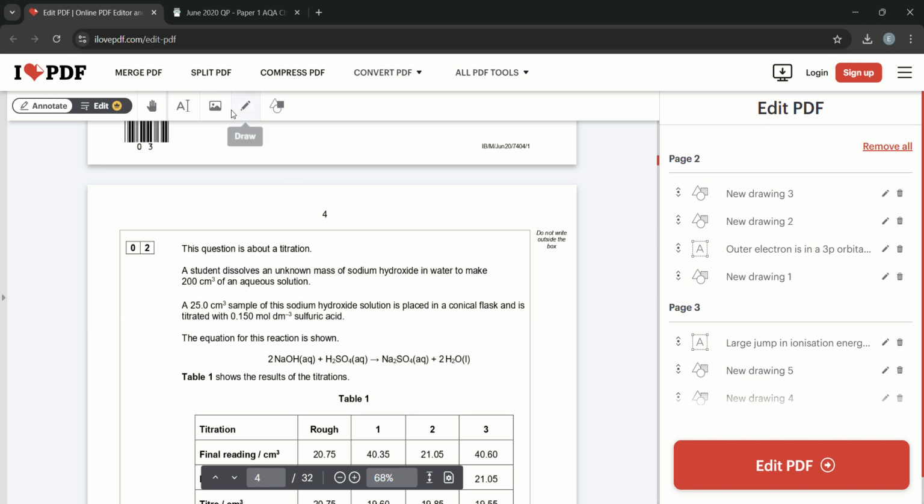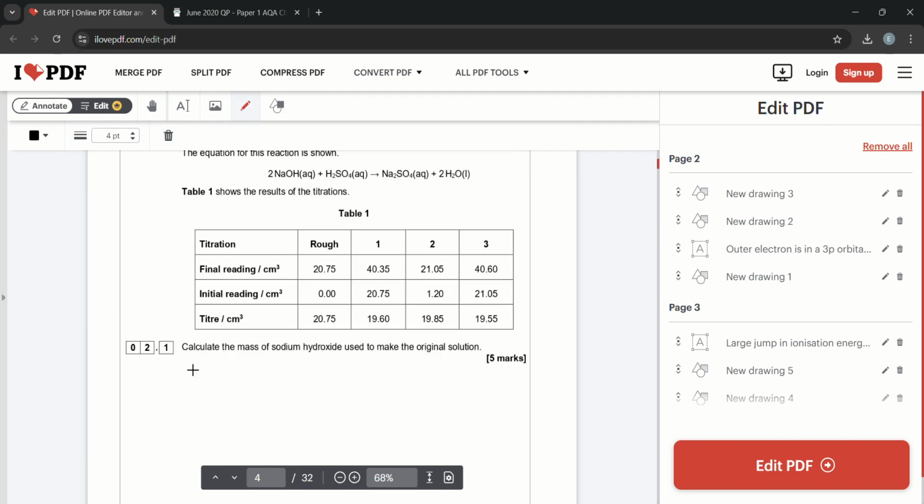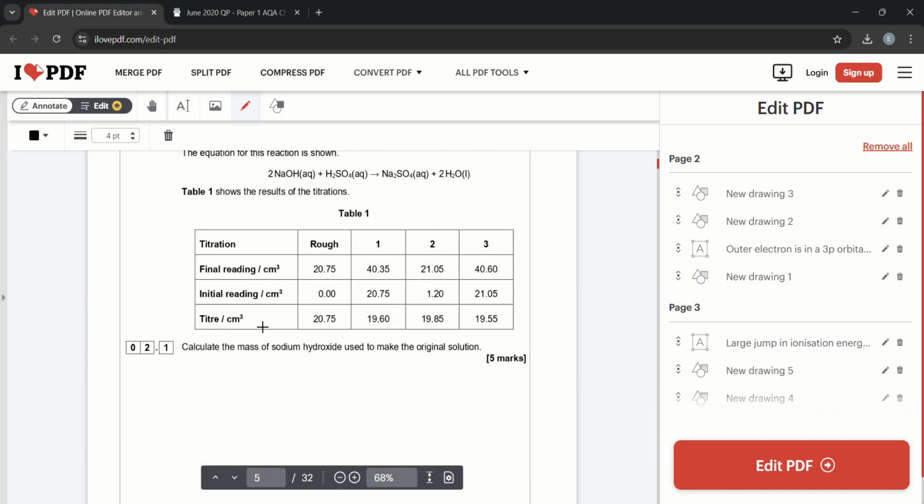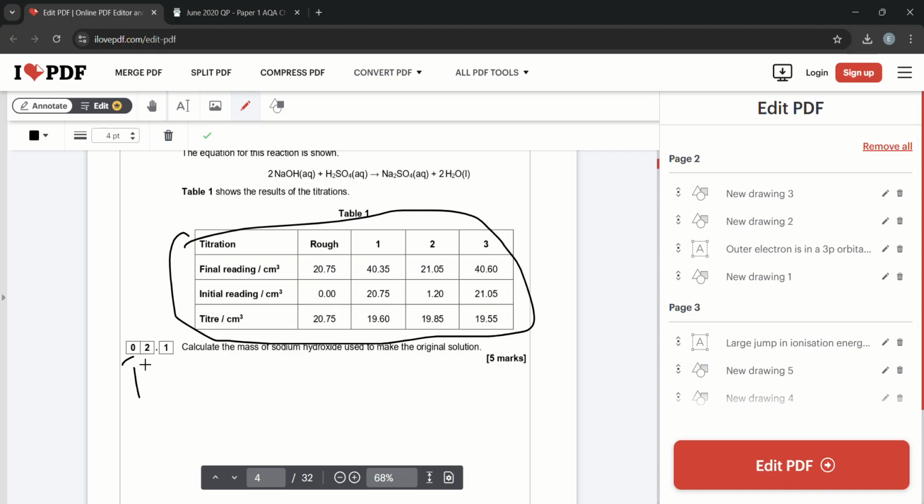Question 2, this question is about titration. 2.1, calculate the mass of sodium hydroxide used to make the original solution. Nine times out of ten, when they give you a table with all these final readings, initial readings, and titers, they want you to calculate a mean titer firstly. So that's what we're going to do.